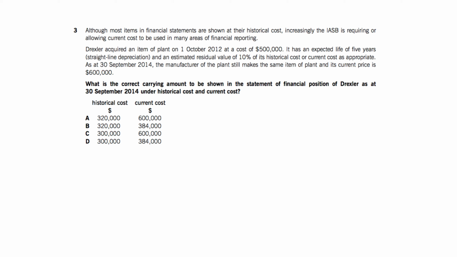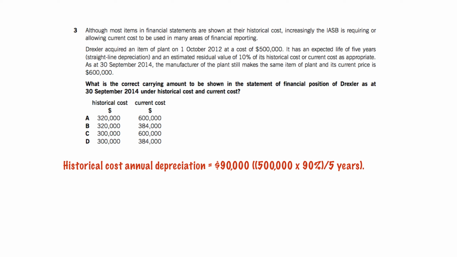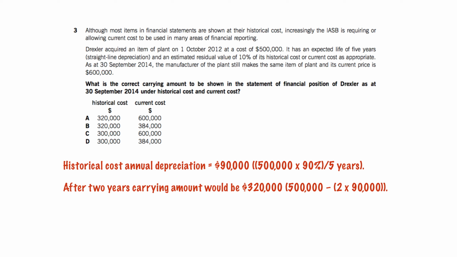Okay, so our calculation here is going to be working it out under historical cost, so the carrying value under historical cost and under current cost. So historical cost, well, we start off with a value of 500,000. We've got an estimated residual value of 10%, so we need to multiply it by 90% to get the total amount to be depreciated. And we're doing that over 5 years, so that's 90,000. So looking at the dates, that means we've had 2 years of depreciation at 90,000 to leave us with 320.